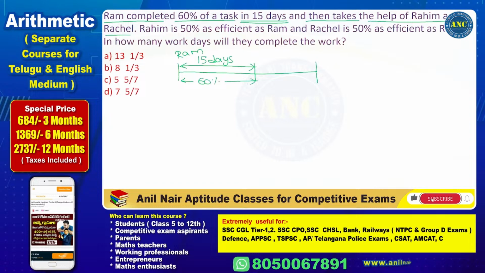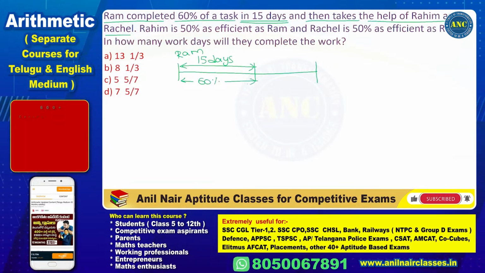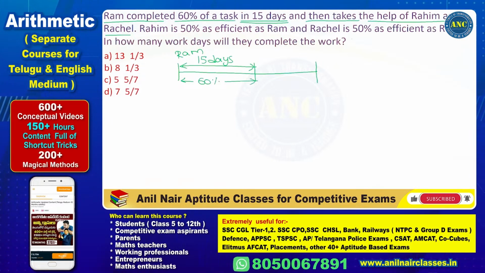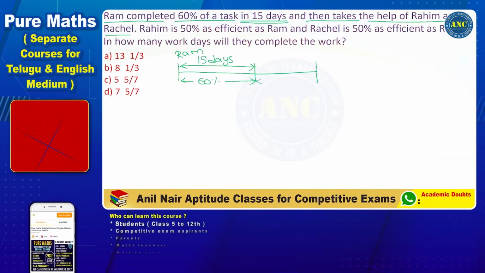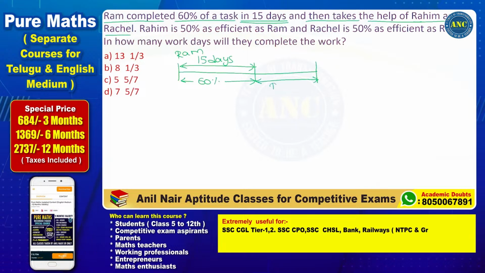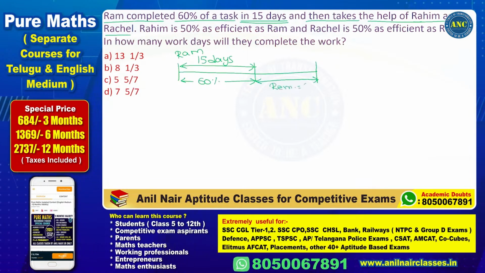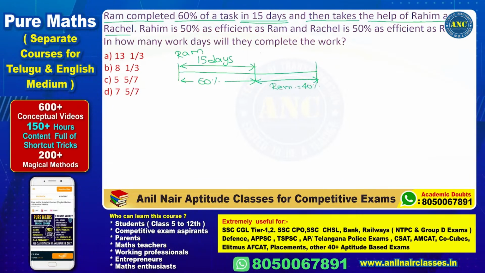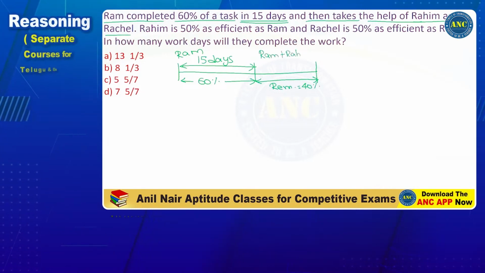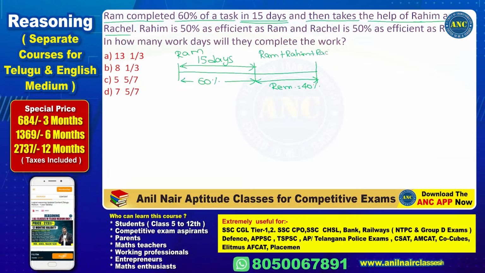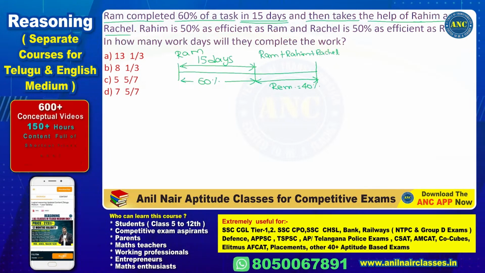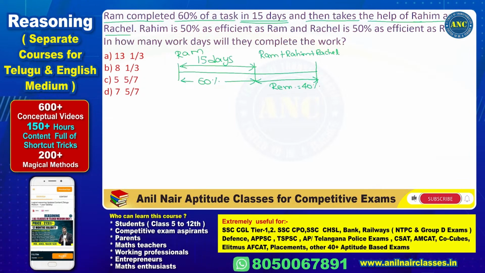Now, Ram is tired working alone. So he doesn't want to work alone basically. So he is tired, so he takes the help of Rahim and Rachel. That means 60% is completed, remaining is another 40%. For this remaining 40%, Ram is taking the help of Rahim and Rachel. That means all the 3 people will work in the remaining 40%. That's the meaning of it, right? All the 3 people will work. Okay, that's the beauty here.